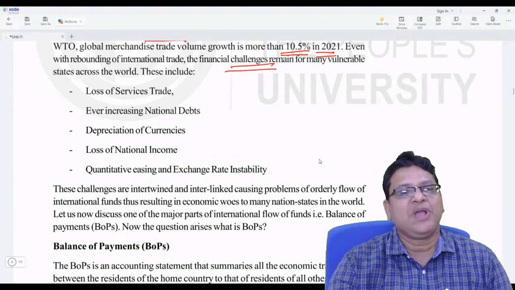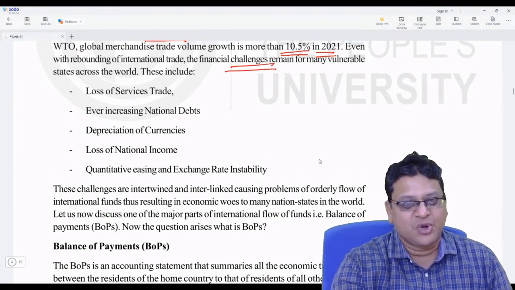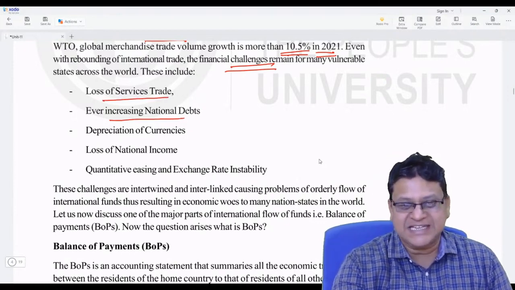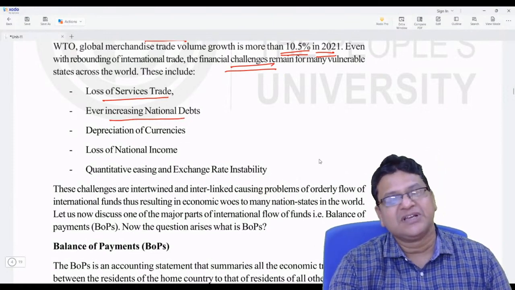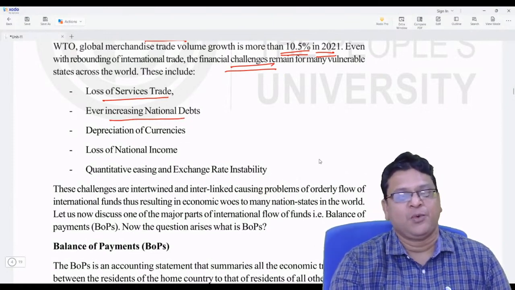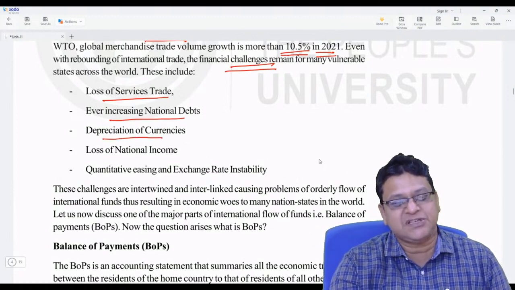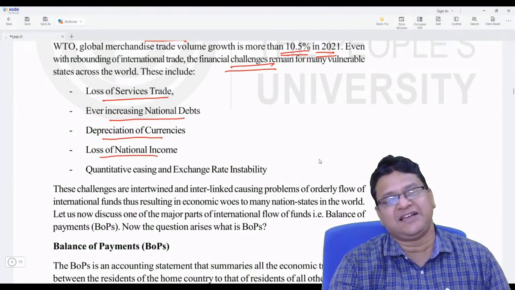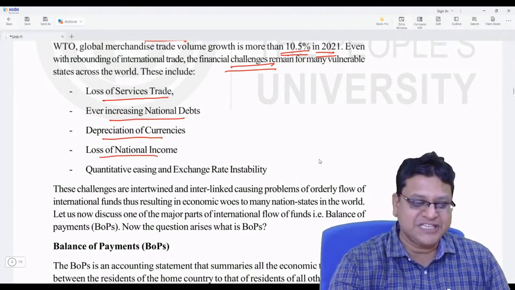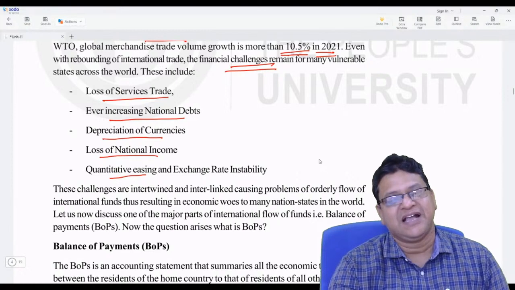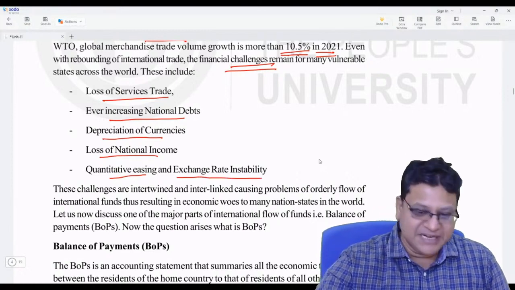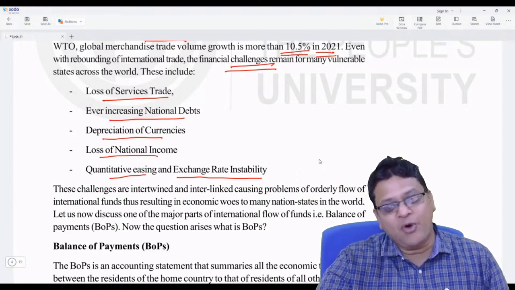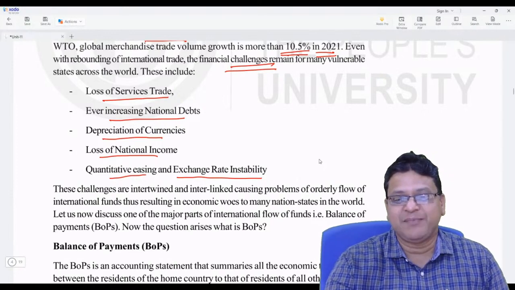What are the challenges? We have to face the challenge of loss of services trade. We have to face the challenge of increasing national debt, which may result in a sovereign debt crisis. We are facing challenges of depreciation of major currencies, loss of national income due to COVID-19, and quantitative easing or foreign exchange rate instability. All these things may cause a BOP crisis in many countries.